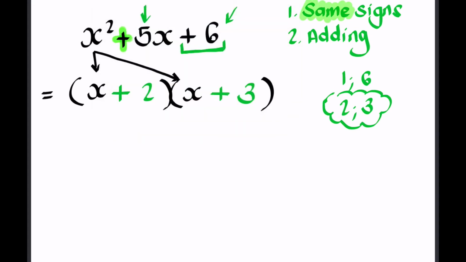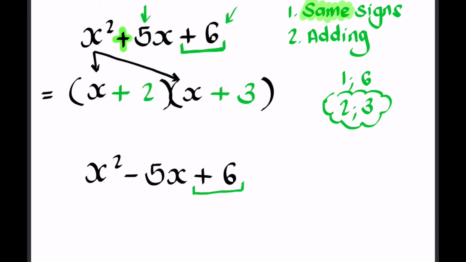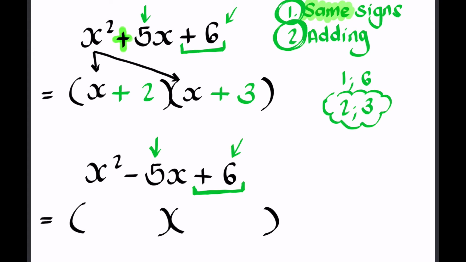If I used the same example of x squared, but I put a minus 5x plus 6. To factorize this, I would look at my third term, and my third term is positive. So that positive tells me two things. It tells me that the signs are going to be the same signs, and that I'm adding the factors of 6 to give me my middle term, which is a 5. So when I factorize this, I know that I'm going to have two brackets, and it says that they're going to have the same sign.